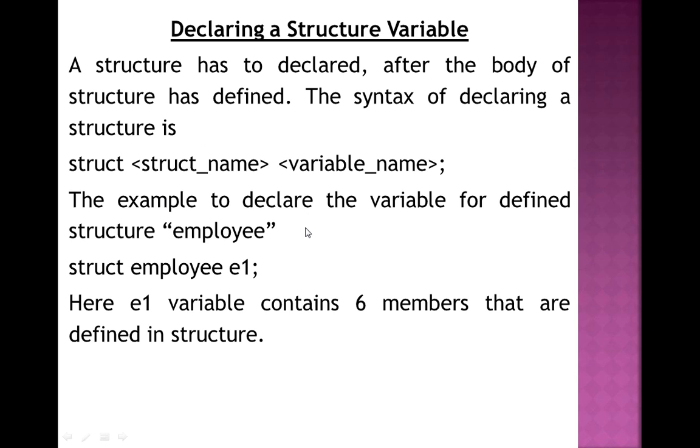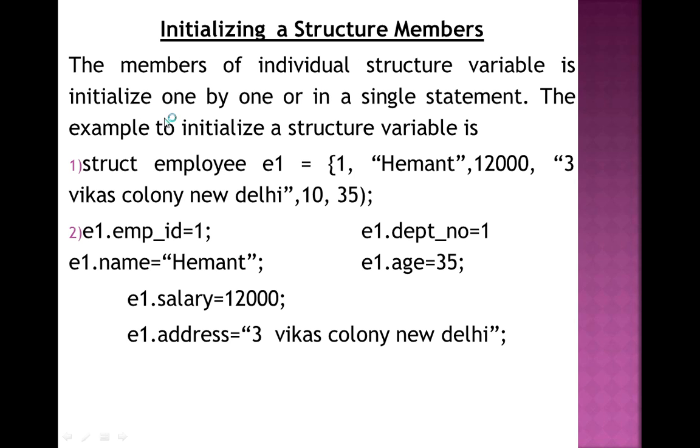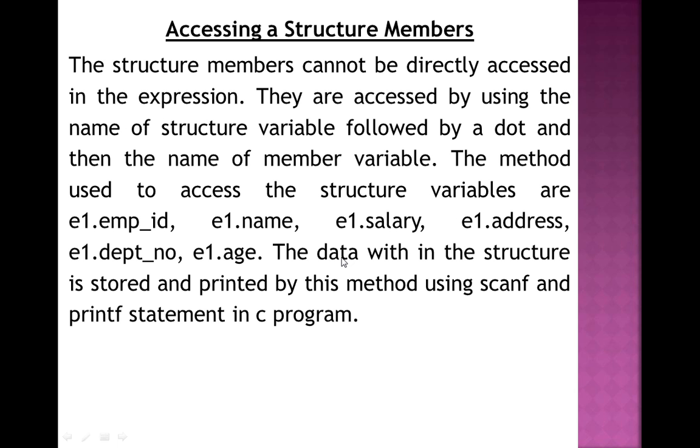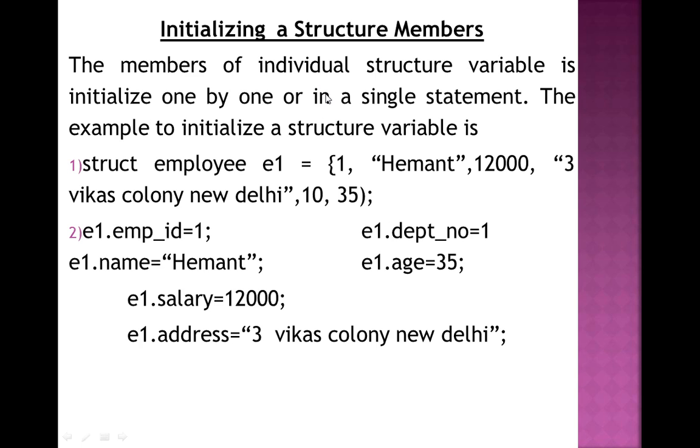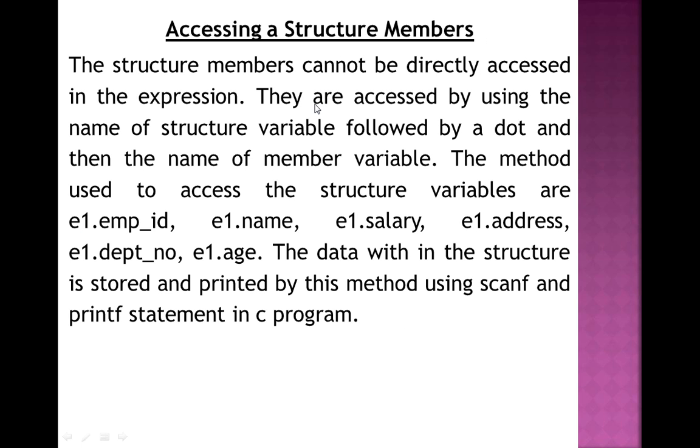Then we have discussed how we can declare the structure variable, that is using the struct keyword, then the structure name, then a variable of the structure, that is e1. Then we discussed how we can initialize the structure members, and how we can access them. We can access them by using the dot operator, that is e1.employee ID, e1.name, e1.salary, e1.address, e1.department number, e1.age.